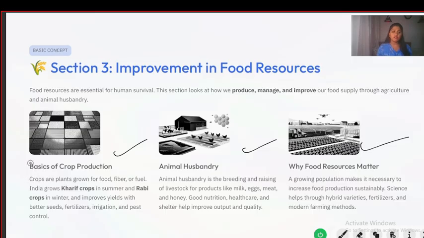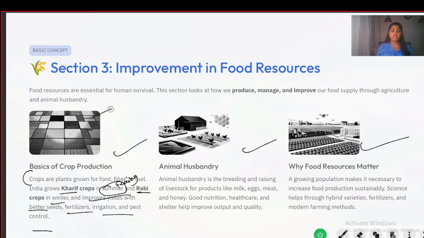So in here, in the basics of crop production, we learned about two cropping seasons, the rabi crop and the kharif crop. The kharif crop is grown in the rainy season, it's not summer, it's rainy, and rabi crops are grown in the winter. Okay, it improves yields with better seeds, fertilizers, irrigation, pest control. All of these measures were looked into.